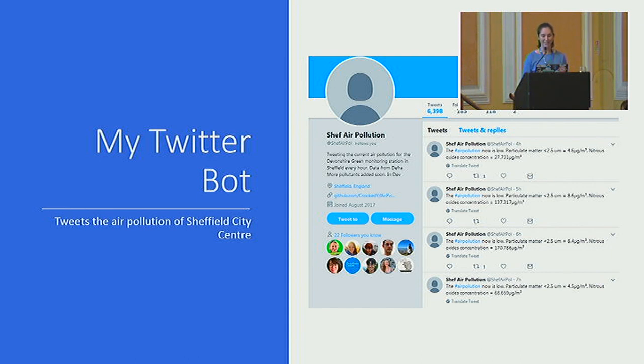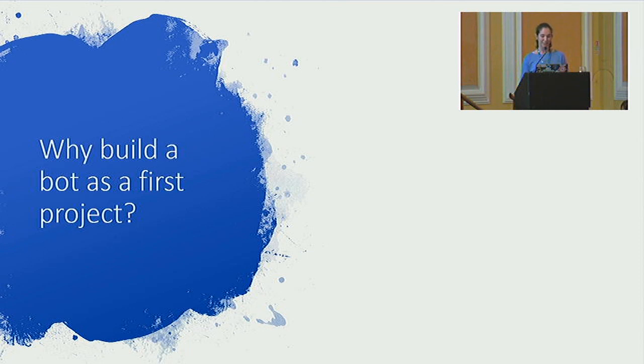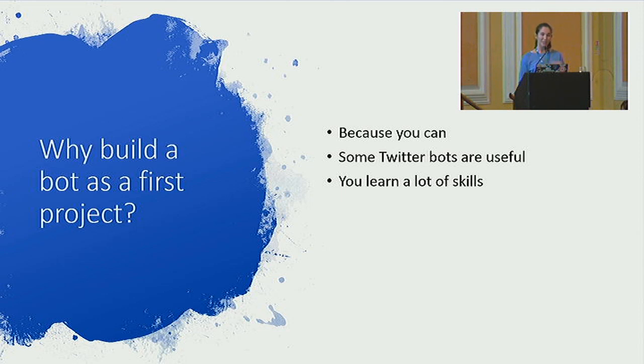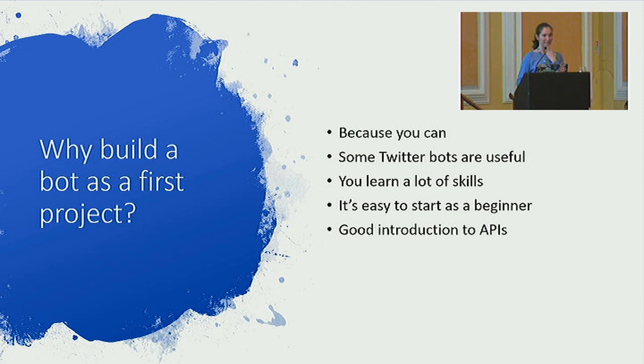Yeah. And why did I choose to build a bot as a first project? Well, when I looked into this, most people said because you can. Obviously, there's quite a lot on Twitter already, so why not add your own one? Some Twitter bots are useful. You learn lots of skills, which I will go through during this talk. It's easy to start as a beginner, although I will say that Twitter has recently changed its policy. It used to be really, really easy to go onto Twitter, say you wanted to develop something, and then they would give you the keys and the passwords to access their API. Because of all the problems they're having with the bad bots, you do now have to have some kind of justification as to why you want to build a bot, and I'm led to believe it's a little bit more difficult. And it's also a really good introduction to APIs.